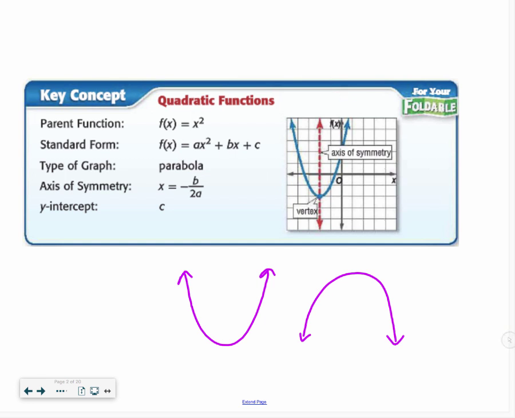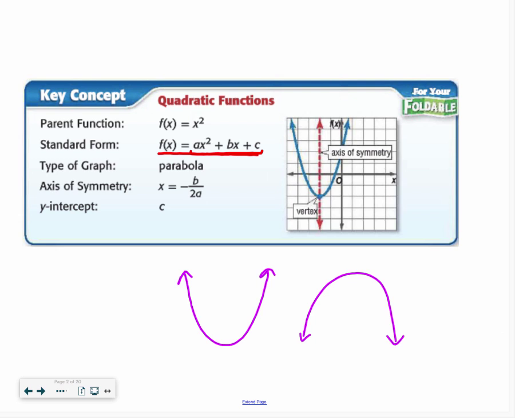The standard form, it's very important that you remember and pay attention to this. Standard form is when you have f of x equals ax squared plus bx plus c. This isn't anything new. This is what we've been talking about, but I want you to really focus on having your equations written in this form, okay?